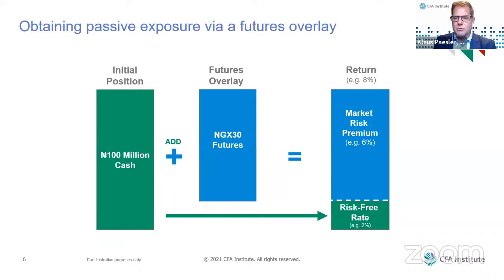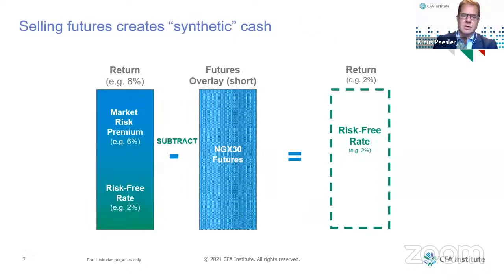Now, where does the risk-free rate come into play in this one? It's that 100 million that you retain, for the most part, in cash or put it in government securities to give you that risk-free rate of 2%. So the combination of the futures giving you that 6% risk premium plus the underlying cash, which is giving you that risk-free rate, equates, using a futures overlay, with the physical purchase of the securities.